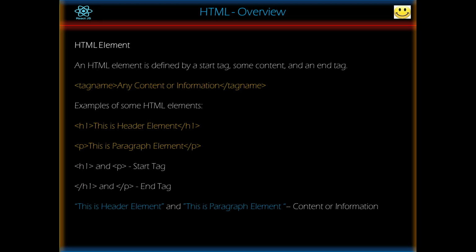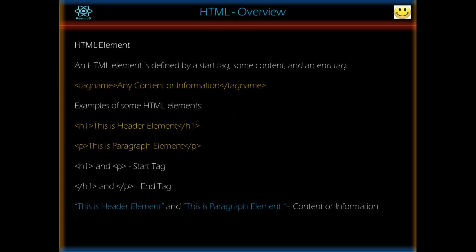So what is an HTML element? An HTML element is defined by a start tag, some content, and an end tag. So that is called an HTML element. It will have the syntax: tag name, followed by any content or information, then a closing of the tag name, which should be prefixed with the /.